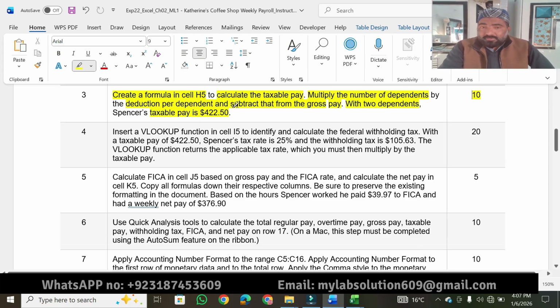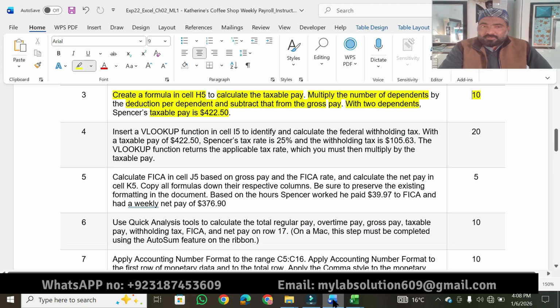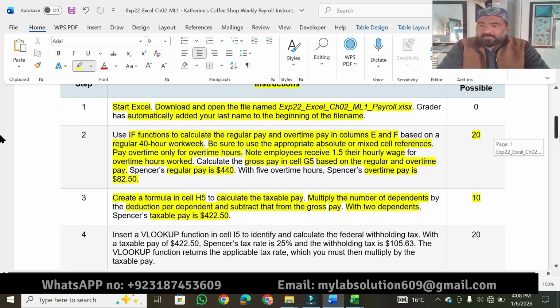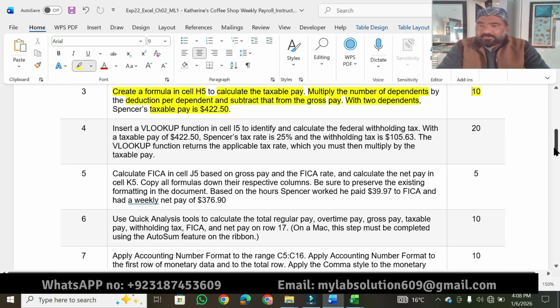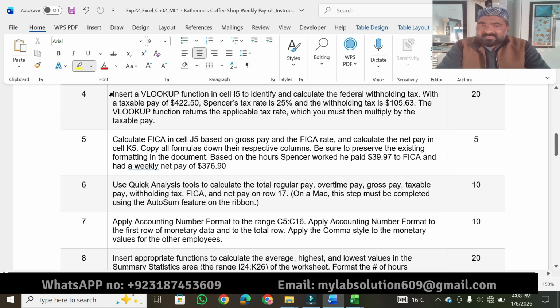So they told us clearly that we will get the answer 422.50, and we have got that one. Now we have to fill that one here, this one. So question number 3 is done, and we have earned 10 marks from there. So in question number 1 we have earned 20 marks, in question number 2 we have earned 10 marks. Now moving toward question number 4.